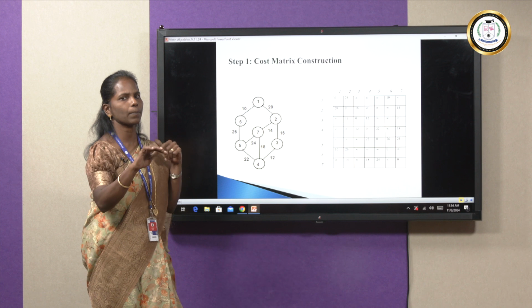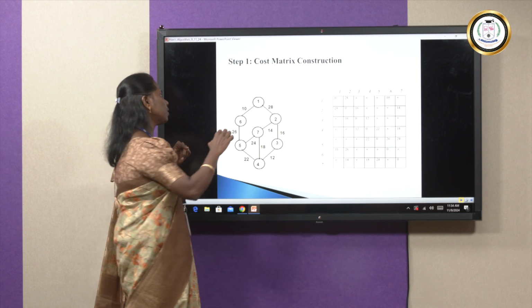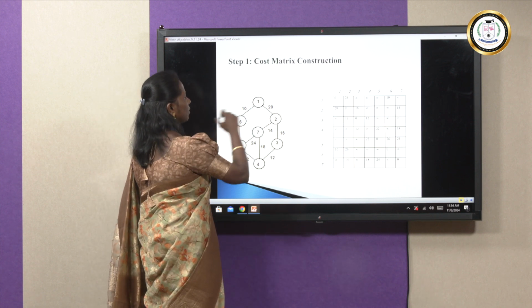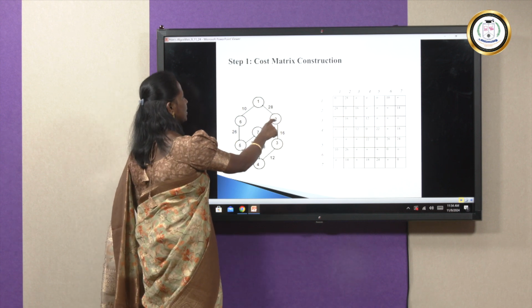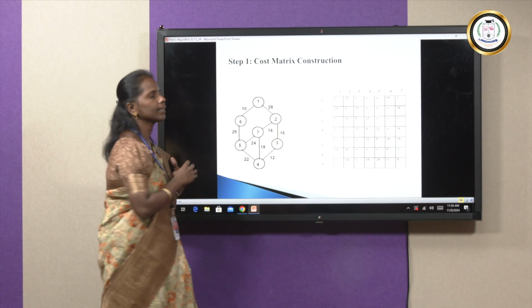Okay, the first row represents the first node. So what are the nodes directly connected with 1? That we have to see. With node 1, 2 is directly connected and 6 is directly connected.